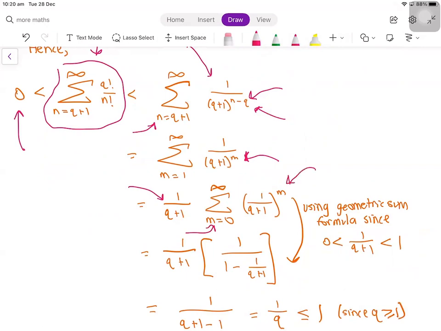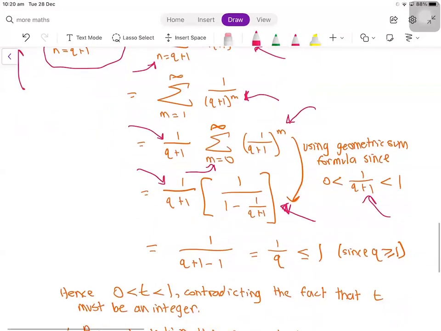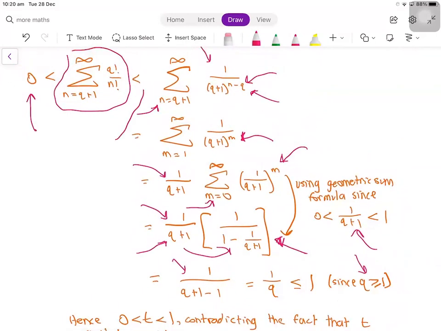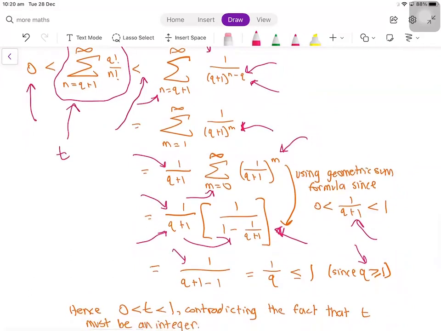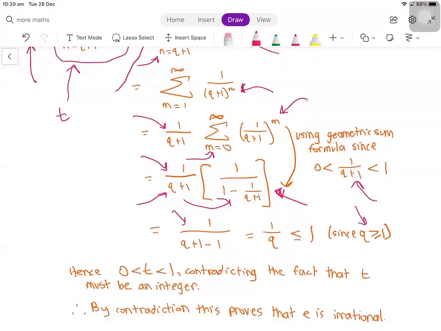Now this allows us to use a geometric sum formula because 0 is less than 1 over q plus 1, which is less than 1, so this sum will converge. We have the 1 over q plus 1 here, and now using the geometric sum formula, we have 1 divided by 1 minus 1 over q plus 1. Now, if you multiply this q plus 1 into the denominator, we have 1 over q plus 1 minus 1, which is 1 over q. And this is at most 1 because q is at least 1. And since we have a less than sign over here, and this is equal to t, this means that we eventually get 0 is less than t less than 1.